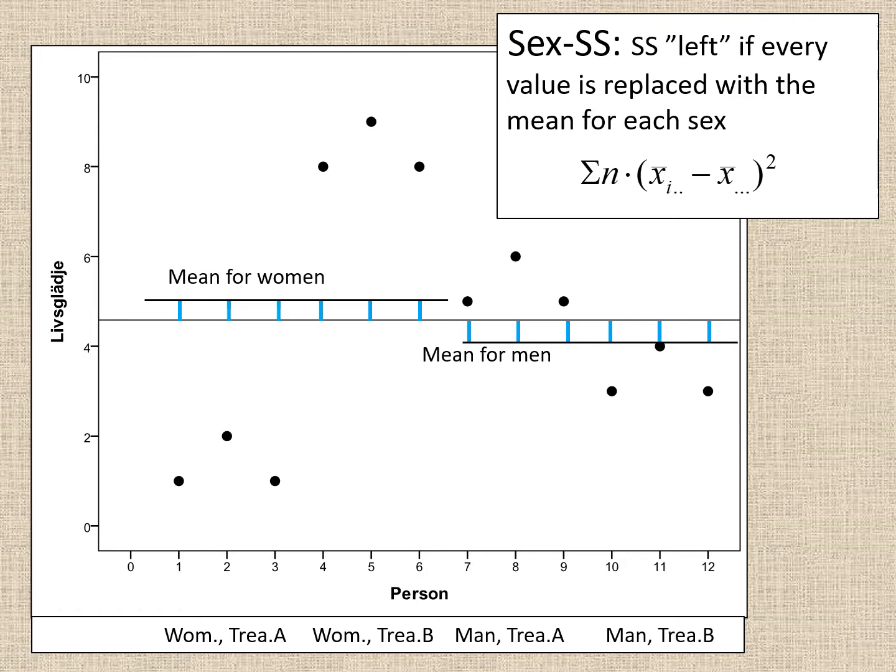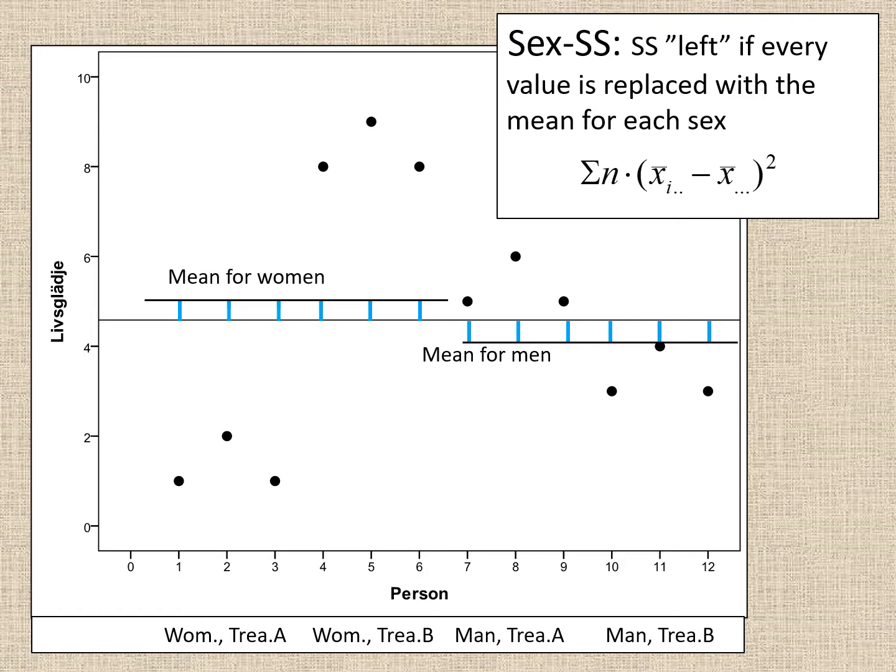If it looks like this, like it does in this example, does it indicate that sex is important for life satisfaction? Is there a big difference between female and male means? No, it's not a very large difference here. It's more or less the same. Right? So not much of a main effect of sex on life satisfaction.